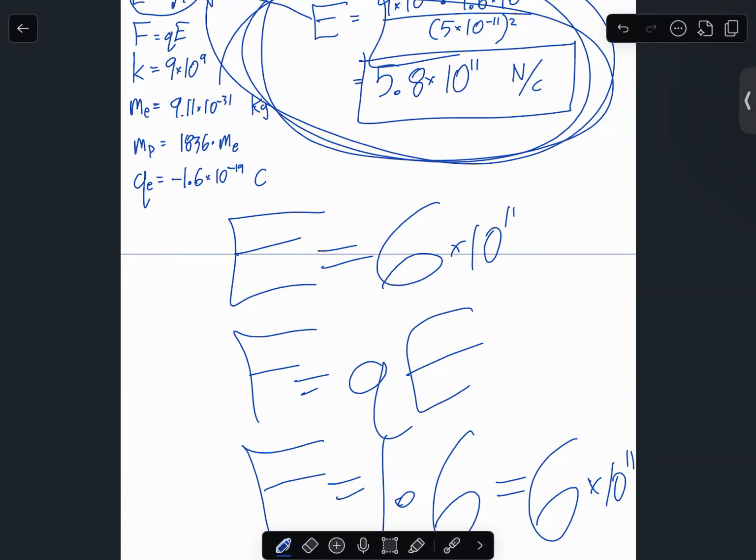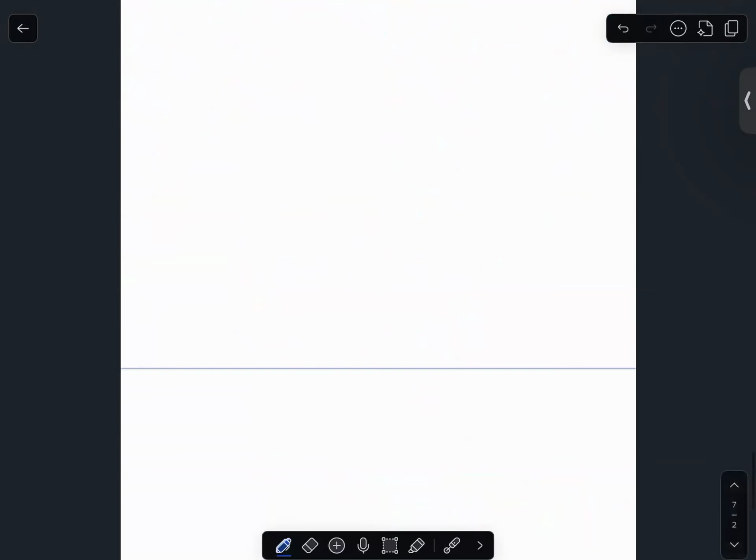How much force do 2 coulombs feel? I put 2 coulombs magically at 1 Bohr radius from a proton. How many newtons do 2 coulombs feel? I will remind you that the electric field is roughly, I'm not telling you directions, 6 times 10 to the 11. And now I say, what is the force?